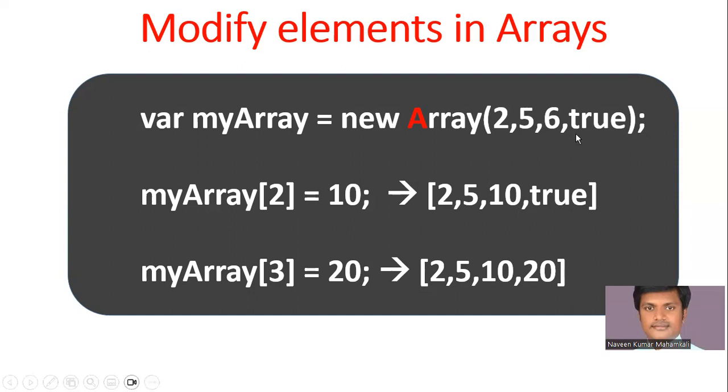Similarly, the third element has also been modified by writing this statement, myarray[3] = 20. You can see now at 0, 1, 2, 3, this element true is modified to 20. This is about modifying or accessing elements in arrays, same as in C and C++.